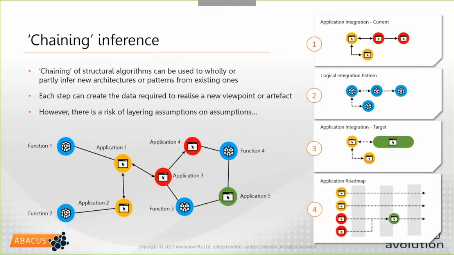Now from that, as per the previous example, we can infer out a logical view of how those functions talk to each other. So we have a logical integration pattern. We can then take that one step further and infer, if we apply our strategic technologies to it, how they need to talk to each other in our target architecture. And finally, because we understand how those applications relate to those functions, and we understand whether they're strategic or not, we can infer which application needs to migrate to which application. So we can infer a migration path between those apps.